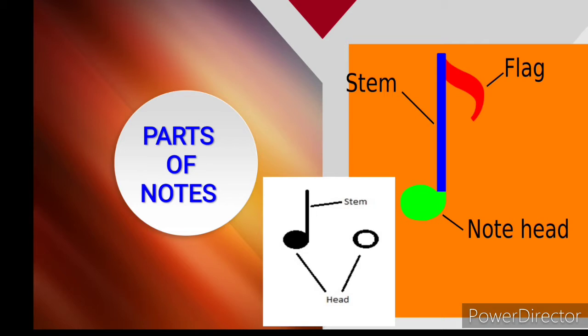A note comprises of 3 parts. How many parts? 3 parts. And these parts are the note head, the stem, and the flag. Not all notes have a stem, and not all notes have flags. We can also call the flag the tail, but in this lesson today, we are going to be using flag and not tail. So once again, 3 parts of a note: note head, stem, and flag. And not all notes have stems and flag.